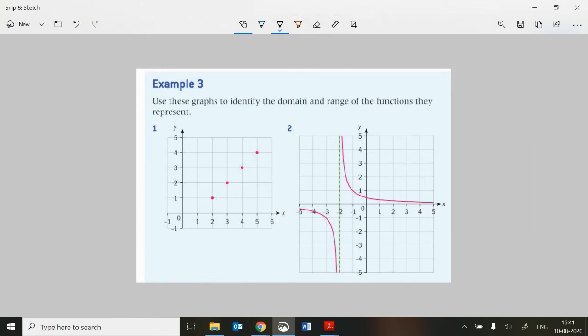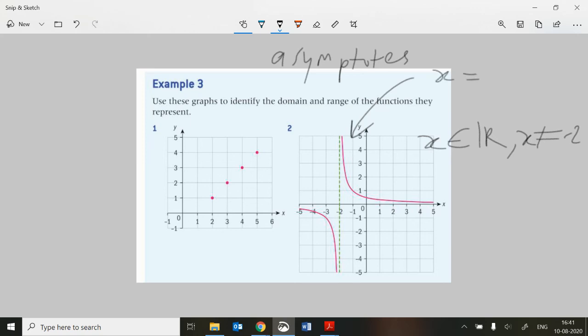Okay, right. So for question 2, we say, well, x belongs to the real numbers, apart from, we need a condition on this, and that is that x can't be equal to minus 2 because it's undefined for this asymptote here. Remember asymptotes? You've probably seen those before. So there's an asymptote here for when x is equal to minus 2.